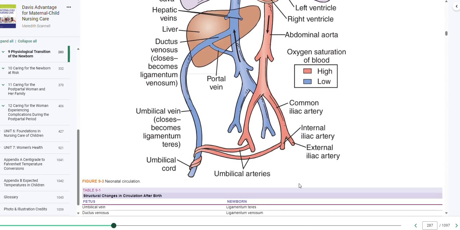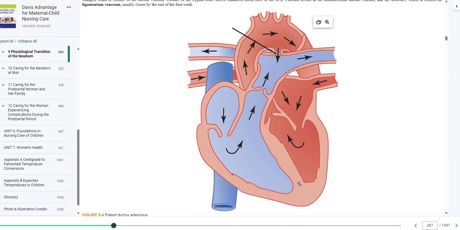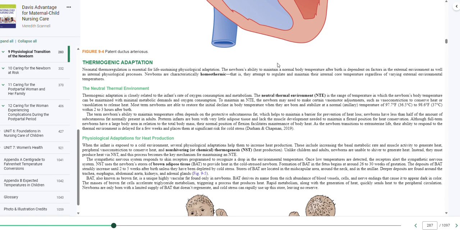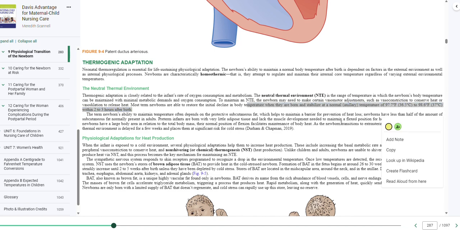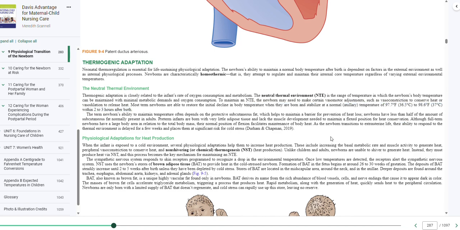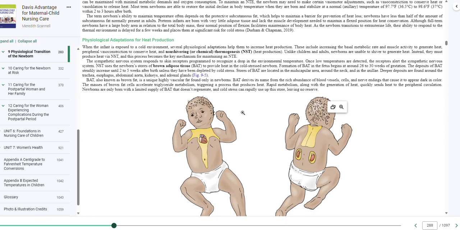Let's go on over to page 288. And there's another picture of that closure. The neutral thermal environment. Again, a wink and a lollipop. Our normal temperature to stabilize is 97.7 to 98.6. This should happen within 2 to 3 hours after birth. Then we're discussing the physiological adaptations to heat production.